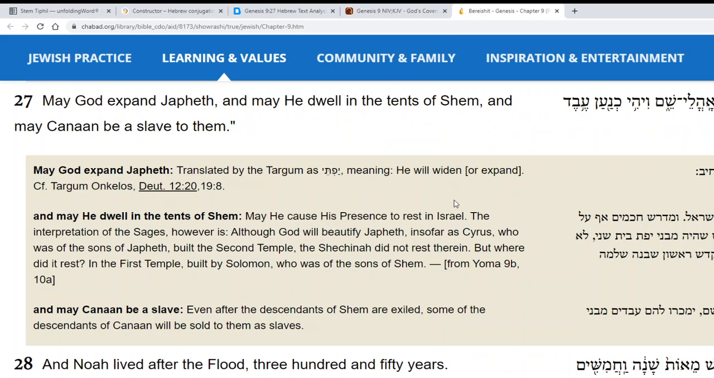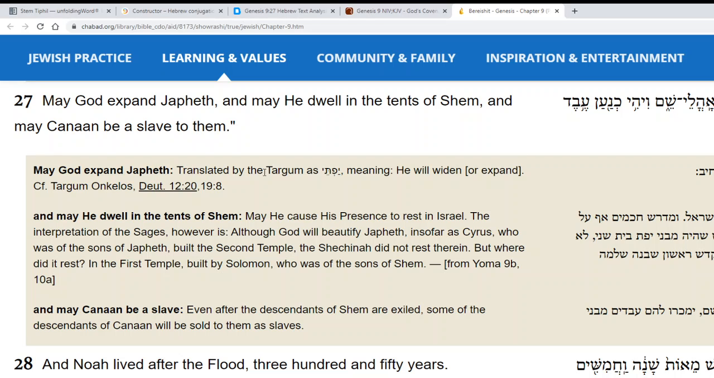Let's see what Chabad says. May God expand Yafet, and may he dwell in the tents of Shem, and may Canaan be a slave to them. So Lamo, they're translating to them. Let's see what Rashi says.